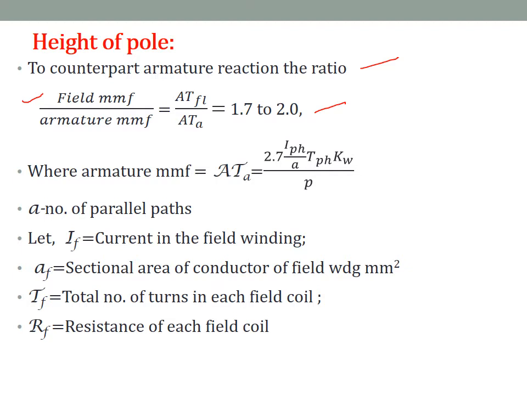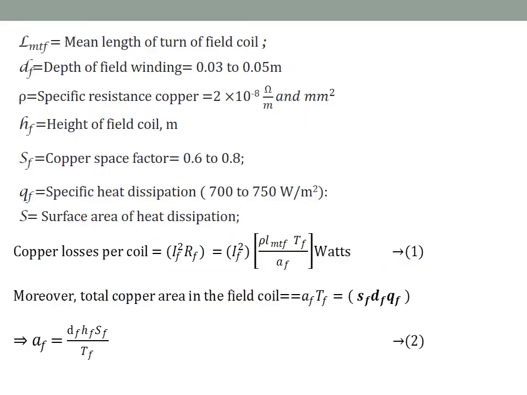The armature MMF ATa is calculated using this equation, 2.7 Iph by A Tph Kwp. A is the number of parallel paths. If is the current in the field winding, Af is the cross sectional area of the field winding, Tf is the total number of turns in each field winding. Rf is the resistance of each field coil, because the number of field coils depends upon number of poles. So this Rf represents resistance of each field coil.